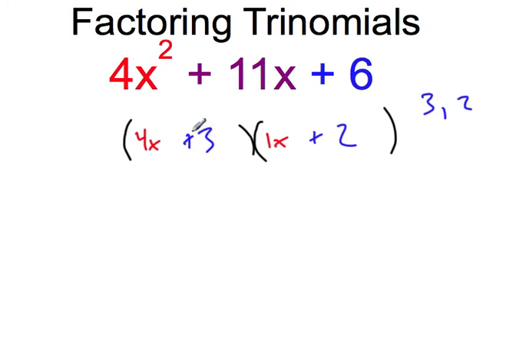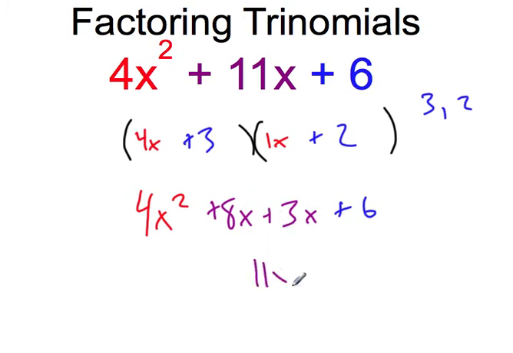Let's just check it by actually distributing in full. So 4x times 1x is 4x squared, 4x times 2, let's do it in purple, is 8x. 3 times 1x is 3x, and then 3 times 2 is positive 6. And lo and behold, if we combine our like terms here, we end up getting that 11x in the center that we wanted.